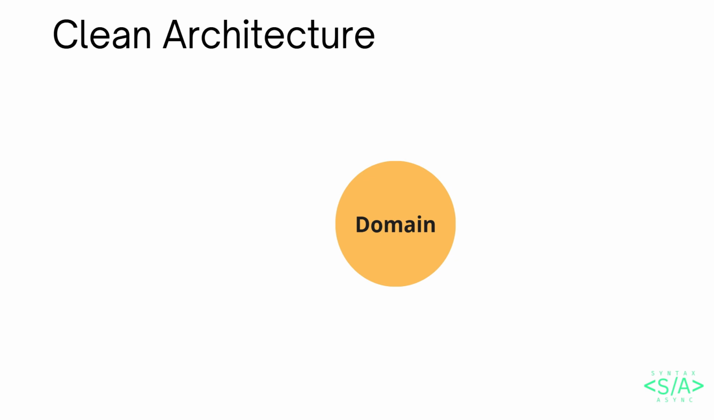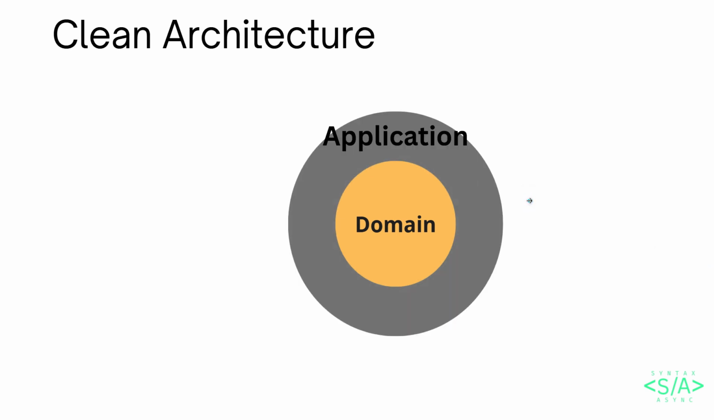Domain. Everything starts with the domain. It contains the core entities and classes that represent the foundation of the business logic. Next, application. The application layer sits above the domain layer. It is responsible for handling business logic and coordinating tasks. This layer depends on the domain layer. That means it can access and use domain entities to perform application specific operations.